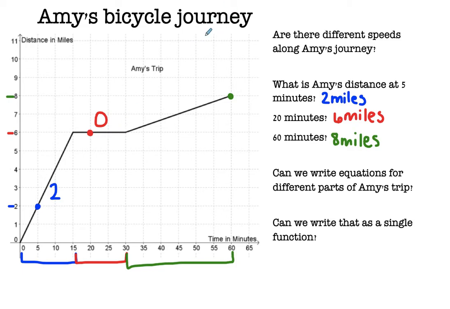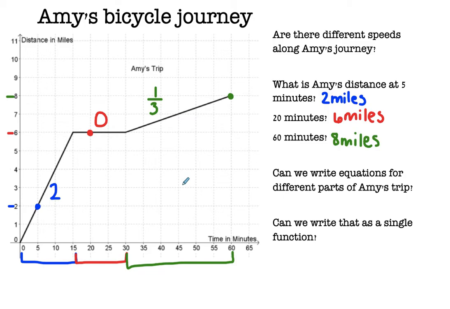In the last section, the green section, it looks like Amy slowed down a little bit compared to the very first section. If we go up 1 over 1, 2, 3, up 1 over 1, 2, 3, I see that Amy is going 1/3 of a mile per minute. So these are the three different speeds, and we can use those slopes to write equations for the different parts of her trip. However, would it be possible to write some equation for this graph that's just one single function? We broke it up into 3 separate functions, but can I write it as one? That's what we're going to be looking at today.